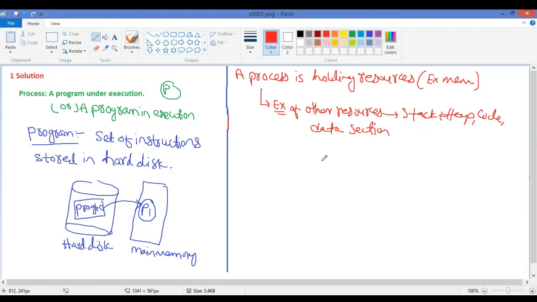A process is nothing but a program which is holding some resources in main memory. That is, a program under execution is called a process. Understood this? Is it clear?